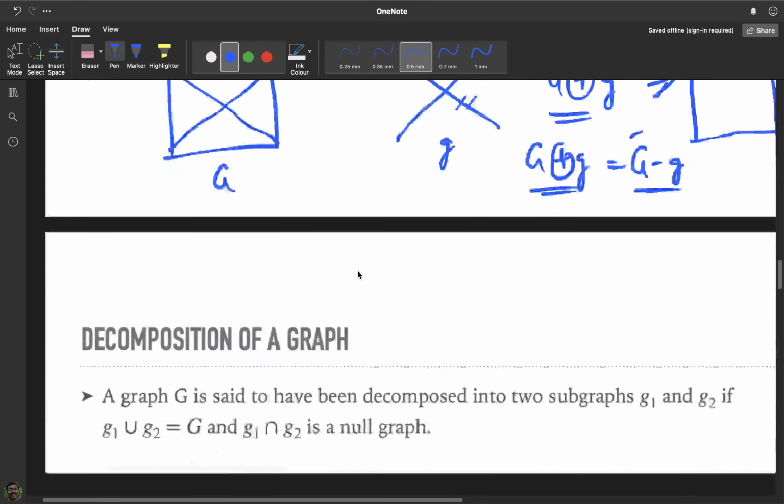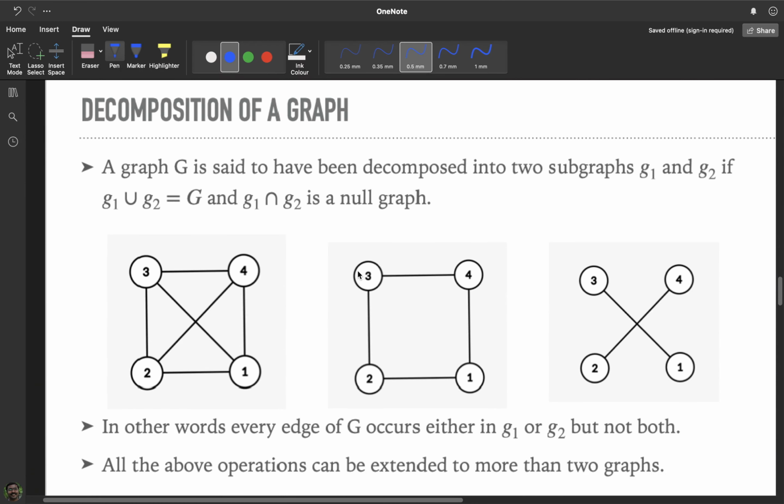When you come to decomposition, a graph is said to be decomposed into 2 subgraphs if, which is very obvious, G1 union G2 is the whole graph and G1 intersection G2 is the null graph. So basically there are no edges in common. A graph is said to be decomposed if we can divide it into 2 subgraphs whose union gives the whole graph, but there are no edges in common, just like the idea of a disjoint union. When you take the union of those two subgraphs, you should get the full graph, but the intersection should not contain any common edge.